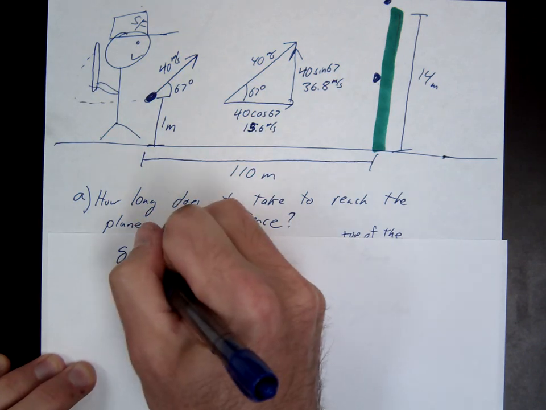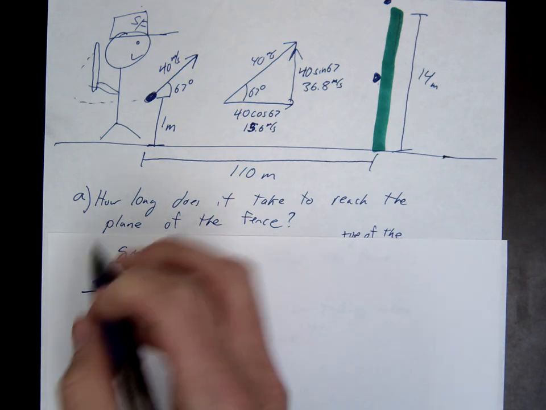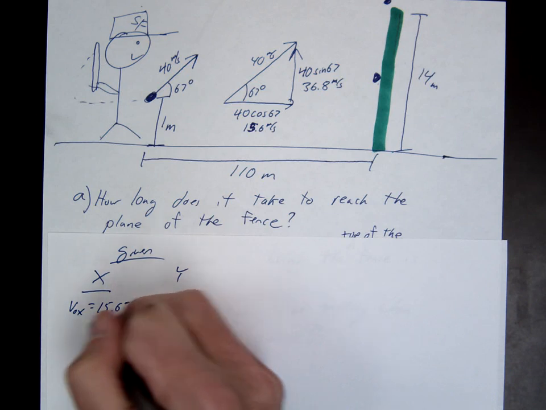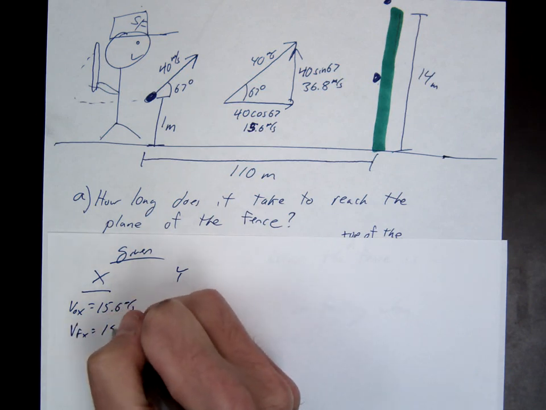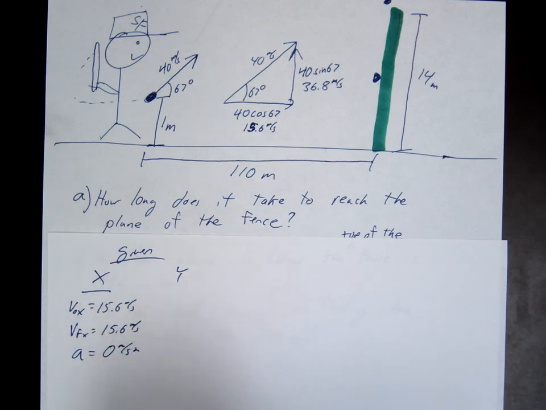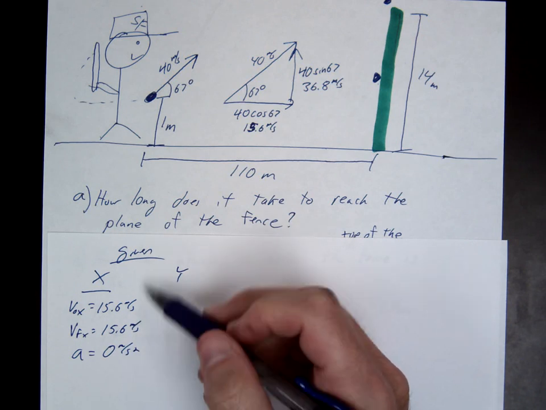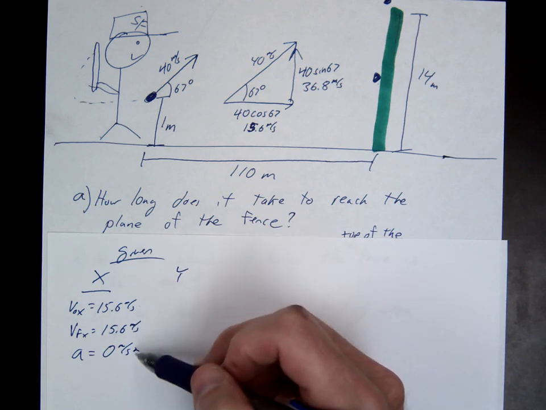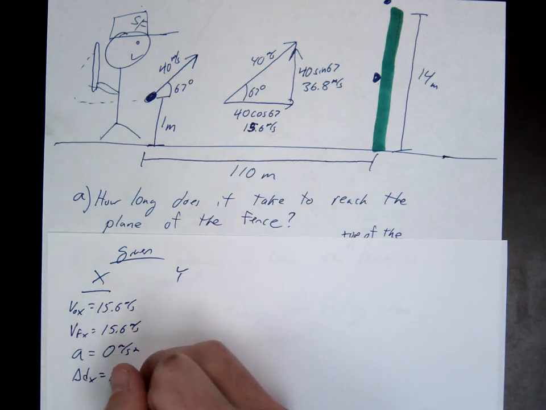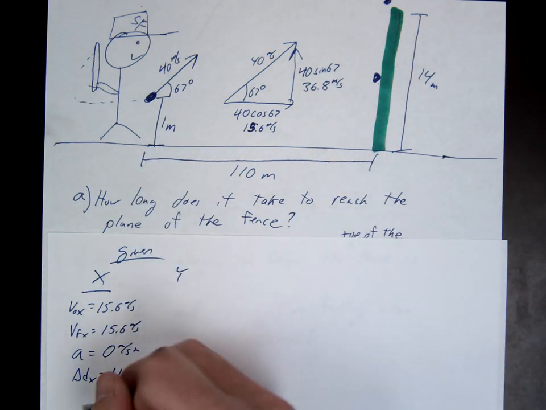Okay, so when we set up our givens, x, y, V0x we just found 15.6. VFX is the same because what's the acceleration? Horizontal acceleration is 0. So these three things will always be true on these projectiles. These two will be the same, and this will be 0. Okay, delta dx, do we know that? 110. So from the ball to the plane of the fence, that's 110. Do we know the time?